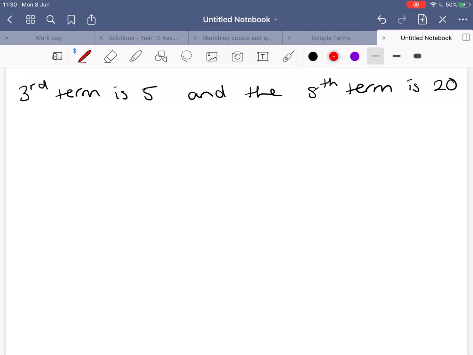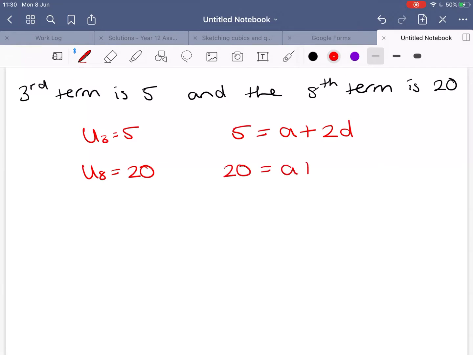And they can do things like this. They can tell you two different numbers in the sequence, but not necessarily the first and the second term. They could tell you the third and the 8th. They could tell you the 10th and the 20th. And rather than trying to work it out, you use your formulas. So you know the third term is 5, but that means 5 must be the first term plus 2 differences, because it's n minus 1 differences. We know the 8th term is 20, so that means 20 must be the first term plus 7 differences.